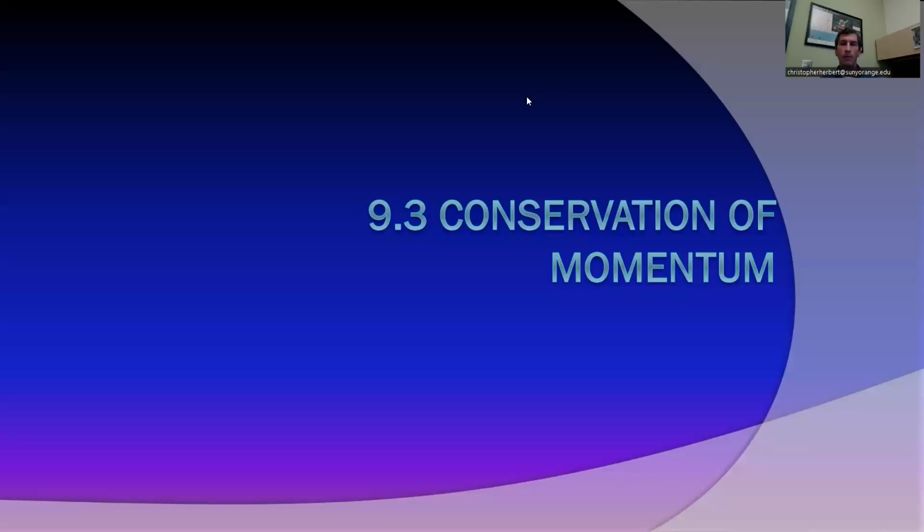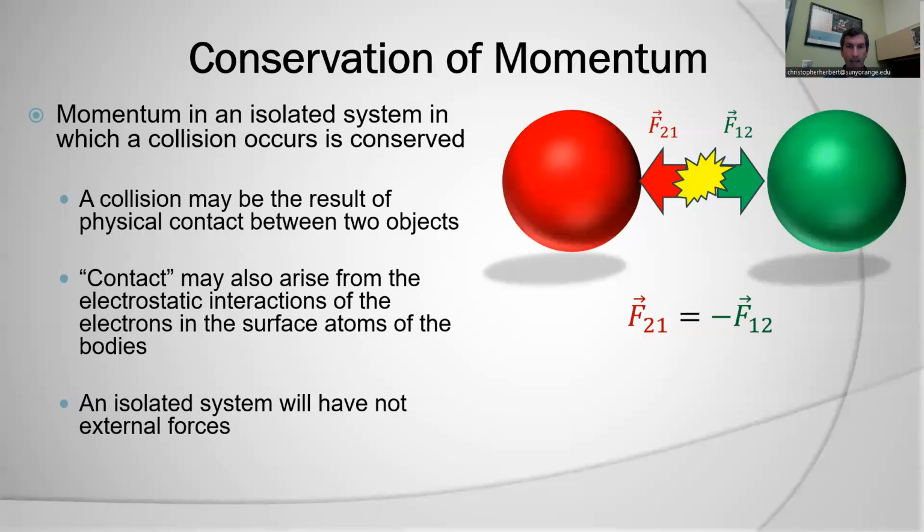Now that we know that momentum is conserved for an isolated system, we're going to use this fact to actually solve some individual problems. So looking at conservation of momentum, we know that when two objects come together, on contact they're usually going to put an equal and opposite force on one another.